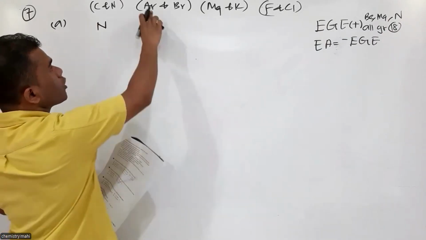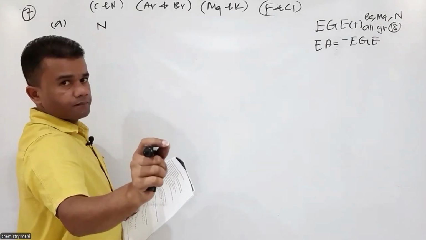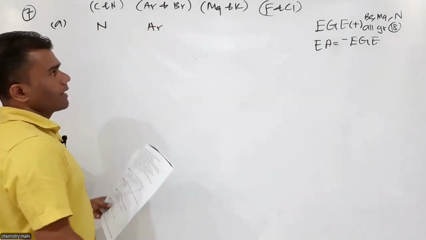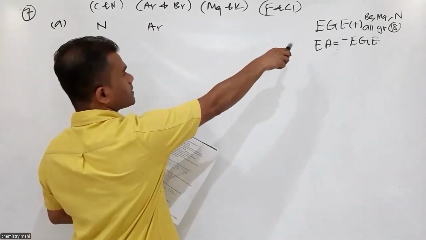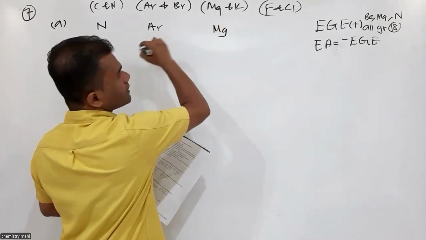Out of argon, bromine, you know, argon is group 18. Group 18 has positive electron gain energy, then negative electron affinity. Magnesium, potassium. You see, magnesium has positive electron gain energy, then negative electron affinity.